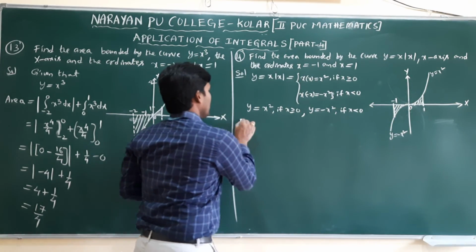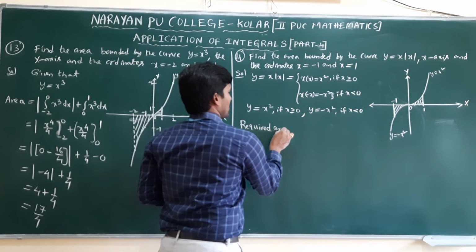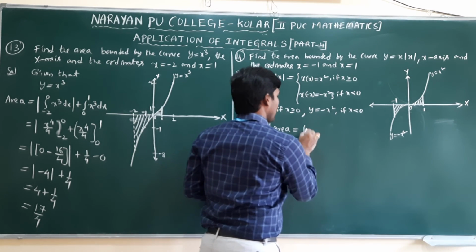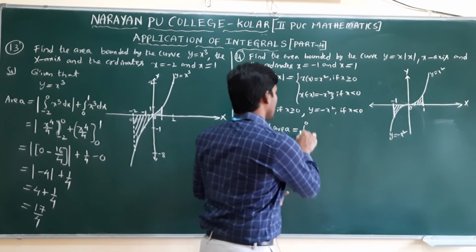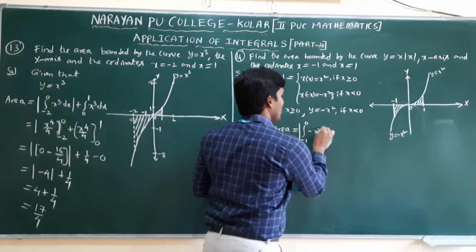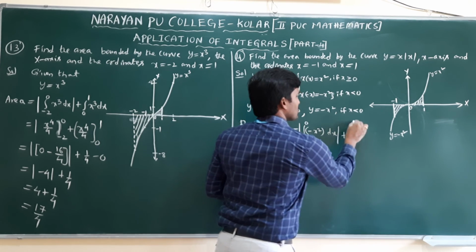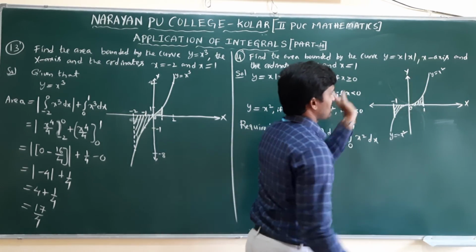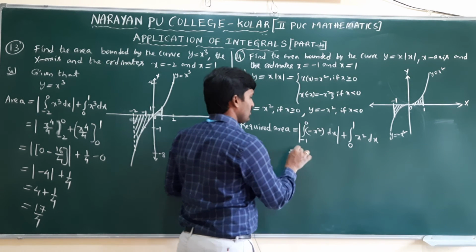Now, the required area equals integral minus 1 to 0, with modulus, reason it is below the x-axis. What is the curve involved? Minus x square into dx. Plus, from 0 to 1, modulus is not required as it is above the x-axis. Only y in terms of x is already there, no need to convert. That's why x square dx.